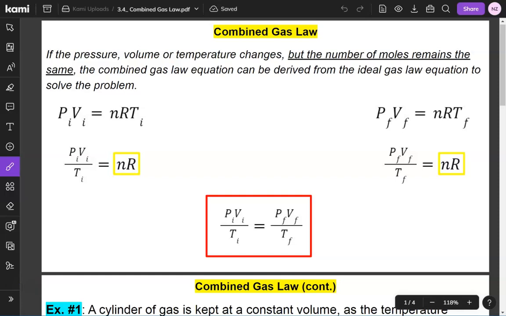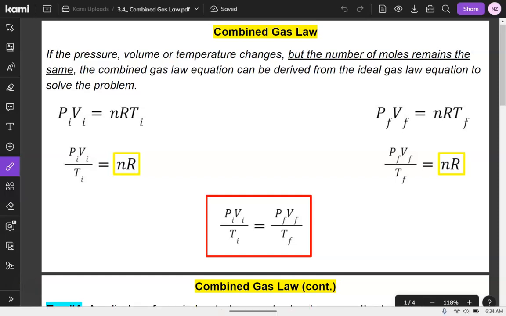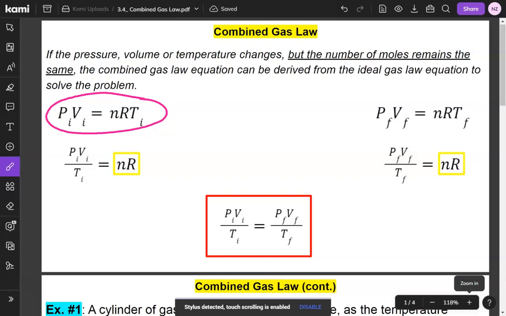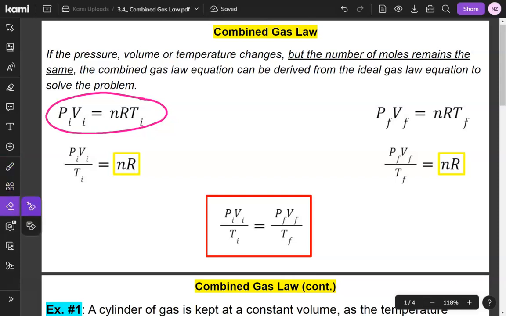In this video, we're going to go through combined gas law. In the previous lesson, we looked at ideal gas law, which takes the format PV equals nRT. So pressure and volume are proportional to the number of moles times our constant R, and then the temperature. And remember, the temperature has to be in Kelvin.